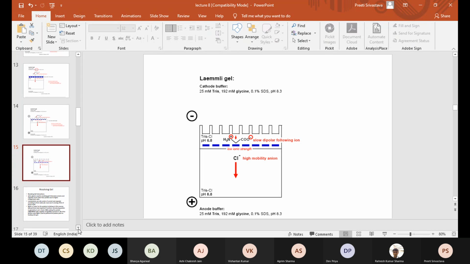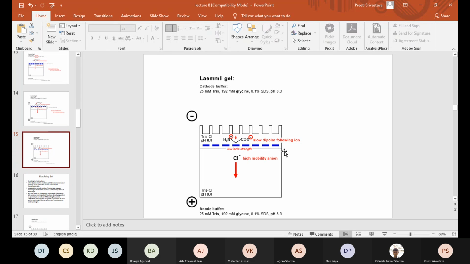And once this stacking effect is created, stacking means sandwiching between two ions, and this helps in forming one line. It helps in creating a stacking effect, and this is the reason you get better resolution, because all the proteins migrate from one particular point. Otherwise, if you do not have this stacking effect, then all the proteins will migrate from different positions.